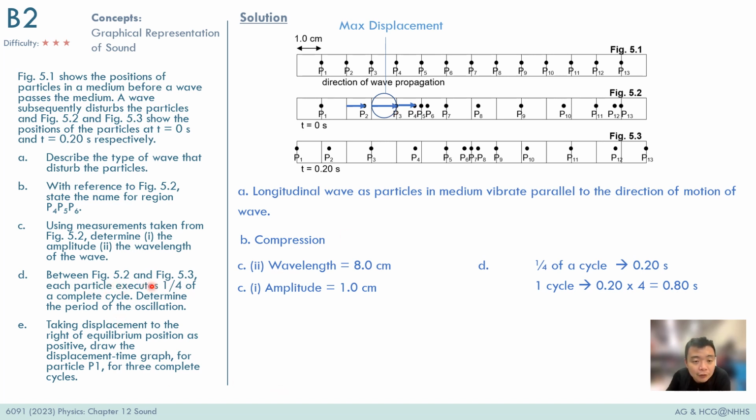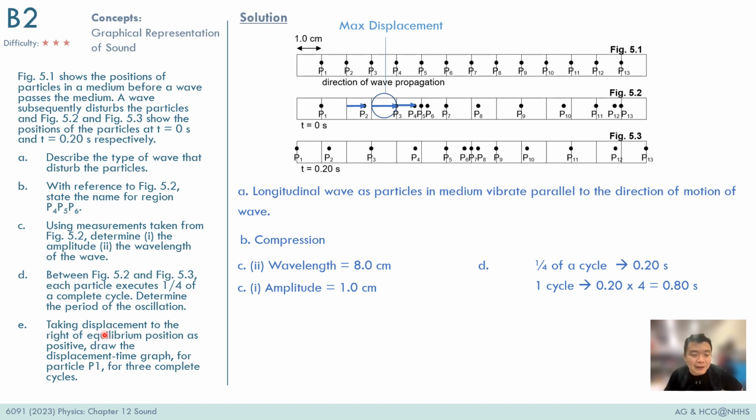Now for part D, read the question carefully. It says that between these two figures, each particle has already executed, or has already moved, 1/4 of a complete cycle. So between these two diagrams, the time span is 0.2 seconds. Look at this time, 0 seconds, 0.2 seconds. So this means that 1/4 of a cycle is 0.2 seconds. So the answer to part D is actually quite simple if you understand the question. Just use 0.2 seconds multiplied by 4. That's the time taken for one complete cycle. Okay, so that's for part D.